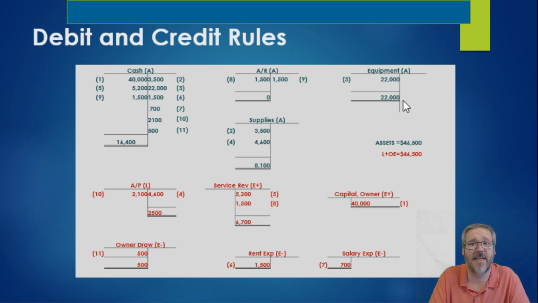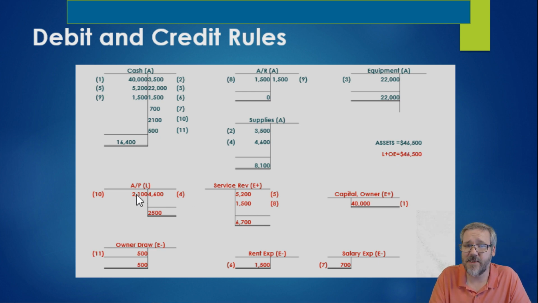Again, equipment is an asset. It will have a debit balance. I have purchased $22,000, so equipment has a $22,000 debit balance. Now what I want to do is add all these things together. My $16,400, the $8,100 in supplies, and the $22,000 in equipment should give me $46,500 in total assets.